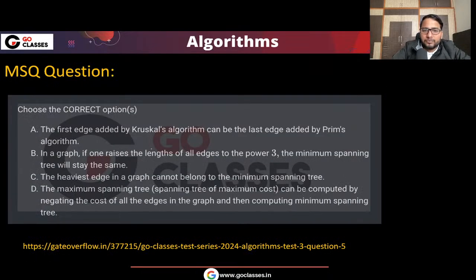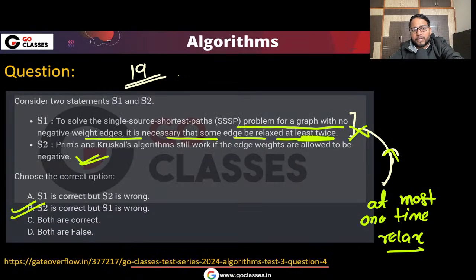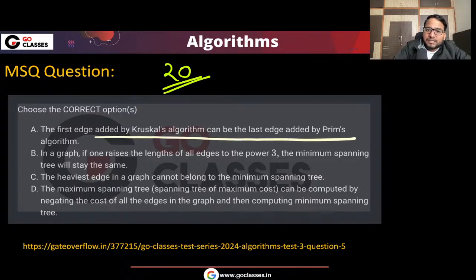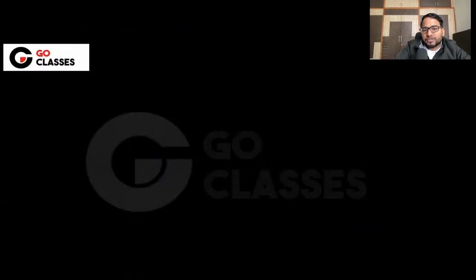Now let's see this question, which is question number 20. Let's see what they are saying. The first edge added by Kruskal can be the last edge added by Prim's algorithm. Is this true? Just think about it. They are saying the first edge you add in Kruskal could be the last edge in Prim's.